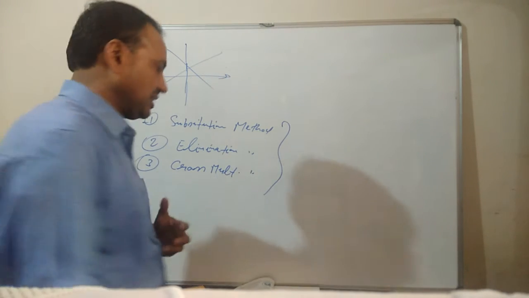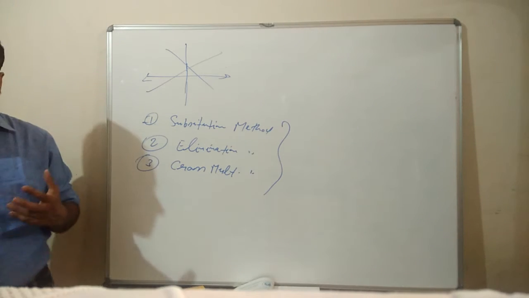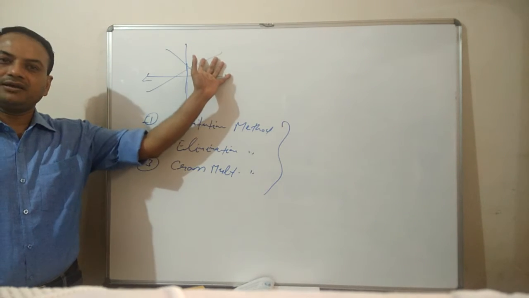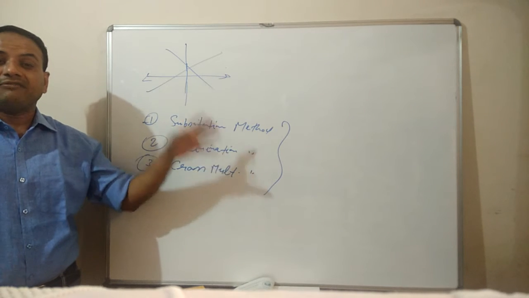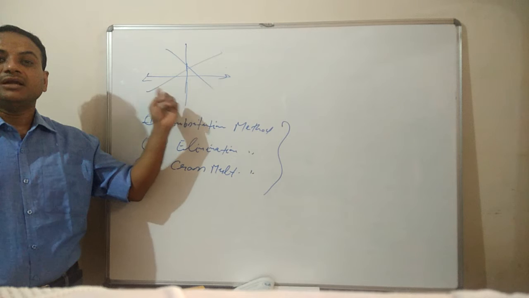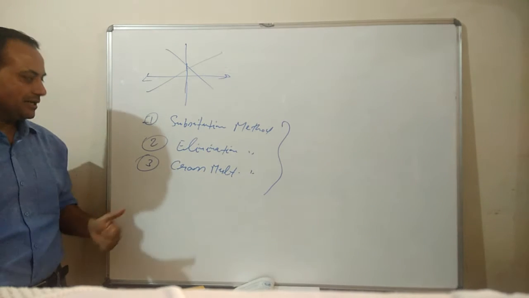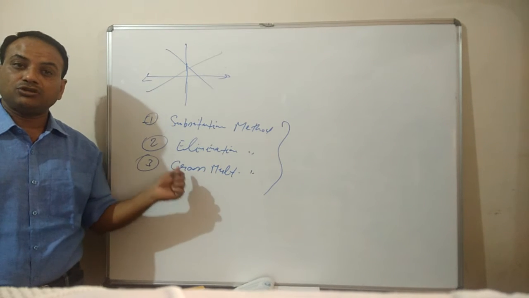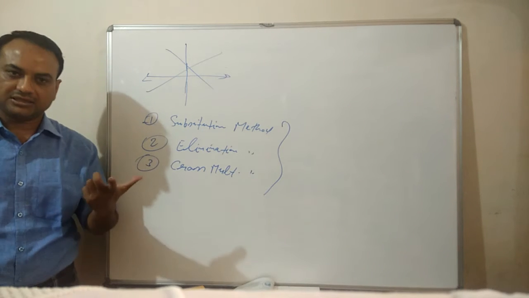So in your exam, when questions come, the question may ask to solve these equations graphically, or the question may ask to solve these equations algebraically. When solving the equation graphically, obviously we have to draw the graph, and the process of drawing the graph is the same process which we have done in the 9th class, right? When solving the equation algebraically, out of these three methods we can use any method.